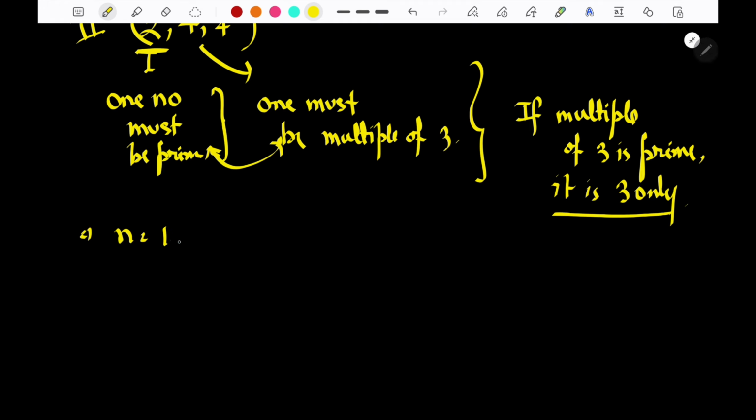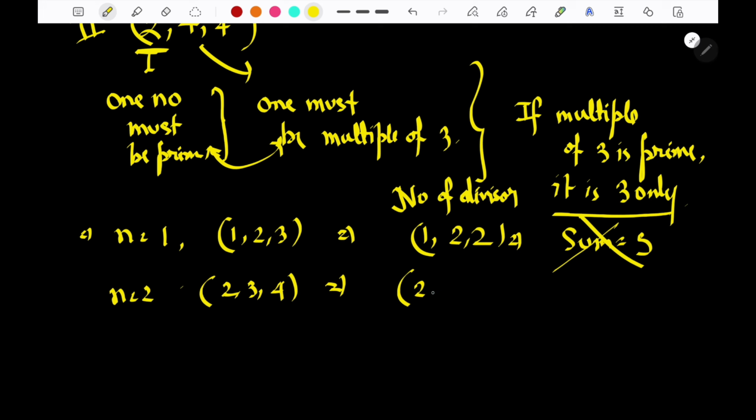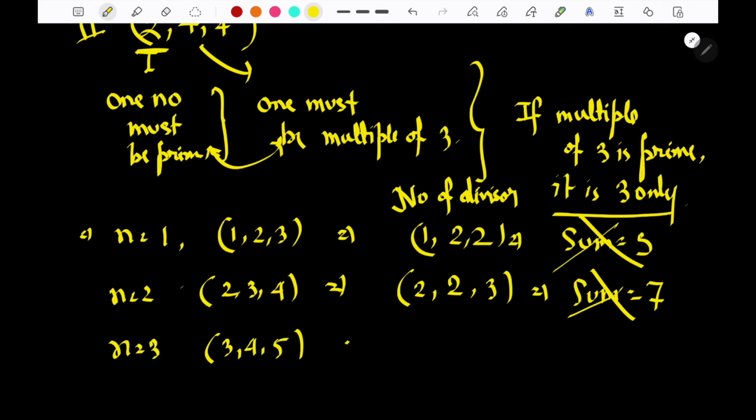So if n was 1, what was the value coming? 1, 2, 3, and the numbers of divisors were 1, 2, 2. So the sum was 5. Not possible. For n equal to 2, taking 2, 3, 4, the number of divisors: for 2 it is 2, for 3 it is 2, for 4 it is 3. So the sum is 7. Again not possible. For n equal to 3, 3, 4, 5: again there is 2, there is 3, there is 2. So the sum is 7. Leave aside the case.